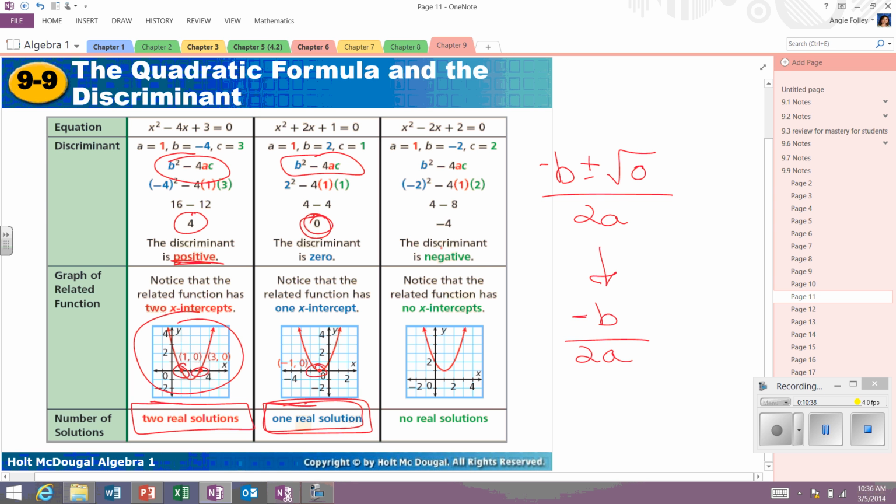If you get a discriminant that is negative, so if I have a negative sign under that radical, let's say in this case they got -4, you know you cannot take the square root of a negative number, so there are no real solutions.